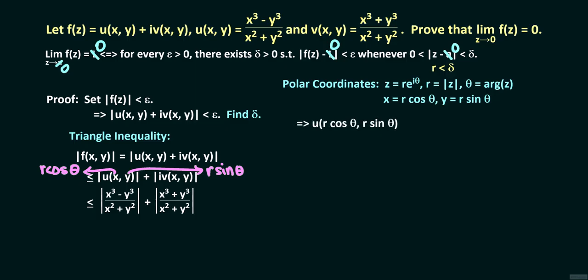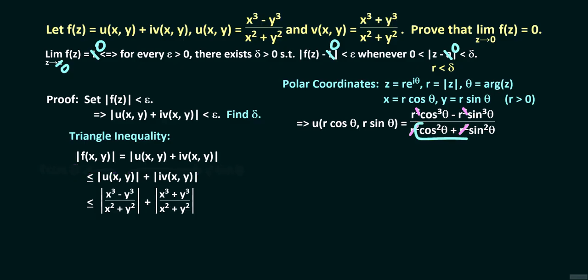we get u of xy equals r cubed times cosine cubed theta minus r cubed times sine cubed theta all over the quantity r squared times cosine squared theta plus r squared times sine squared theta. Since z is only approaching 0 and so is not yet equal to 0, its absolute value r should be greater than 0 so that we can cancel out r squared. Cosine squared plus sine squared equals 1, so that u simplifies into this quantity.